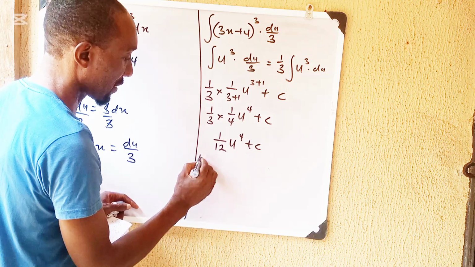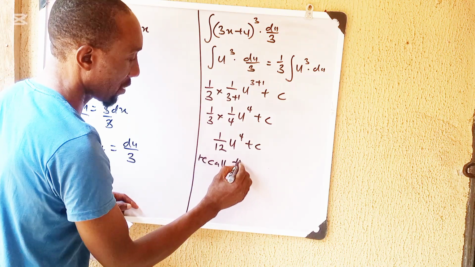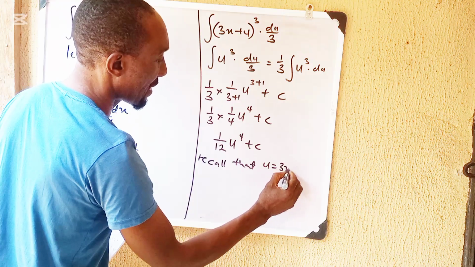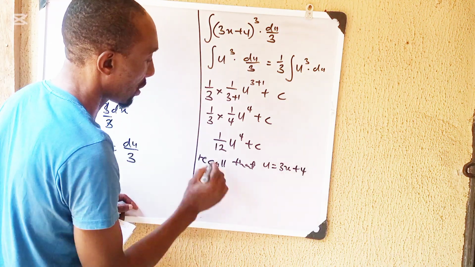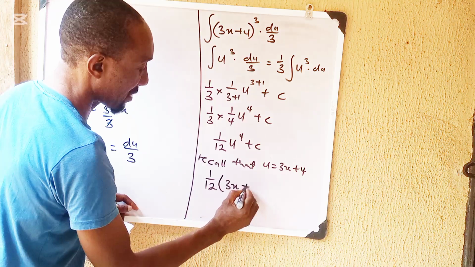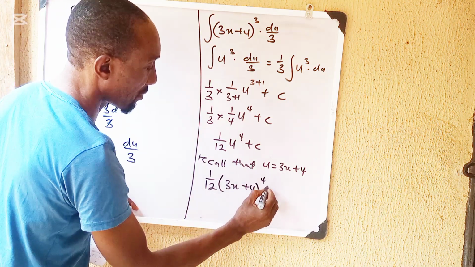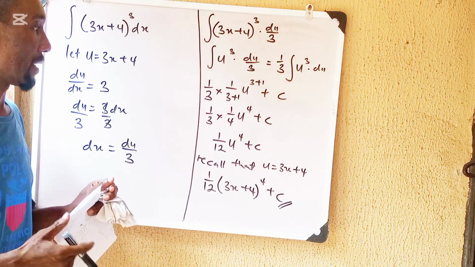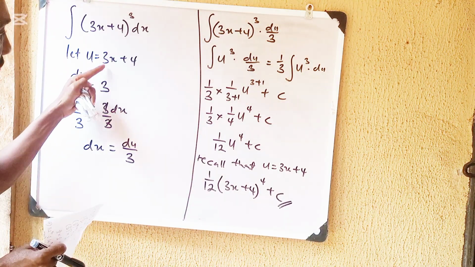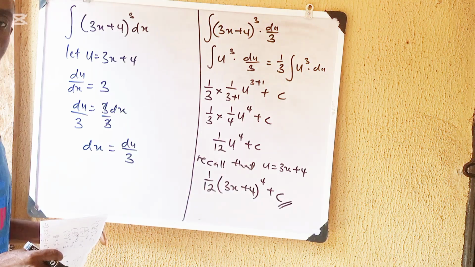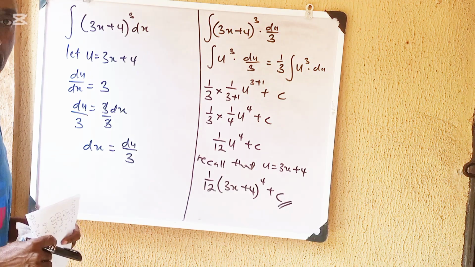But recall, you can see, recall that u is equal to 3x + 4. So I now have 1 over 12 (3x + 4) all raised to the power 4 plus c. Okay, so I hope again you go through it just as we did in the previous one, and you see that solving this is not as difficult as you thought.